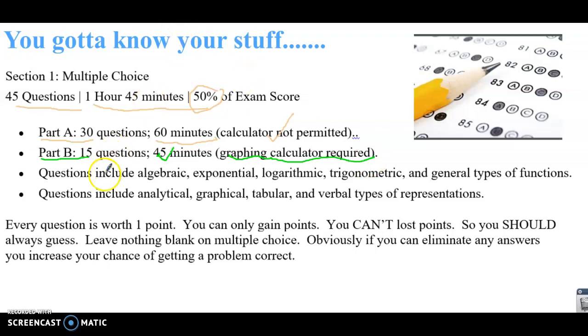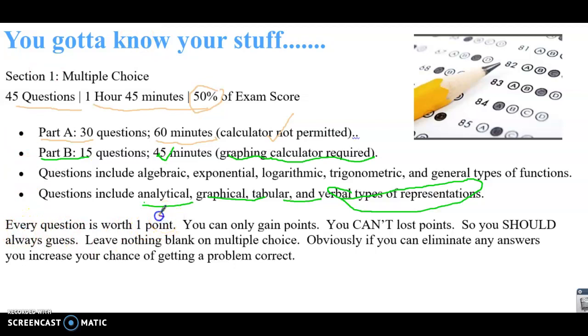The questions include algebraic, exponential, logarithmic, trigonometric, and general types of functions. Nothing's going to surprise you there. We've been practicing that all year long. Questions include analytical, graphical, tabular, and verbal types of descriptions. Again, nothing is new there. These are the kinds of things that you've seen all year long. And look at me having fun with that, trying to circle stuff and write stuff on this screen with a mouse. The next part is really, really important for you to understand.